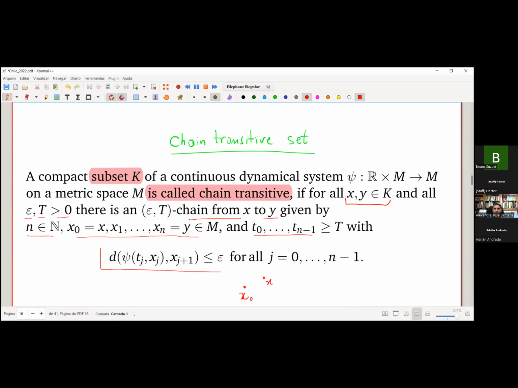So we can go from x0 to near x1, for example here, and the distance between them is smaller than epsilon, and then we can take this and go to another point near x2. I mean the distance between them is smaller or equal to epsilon, and so on until we can reach the point y.